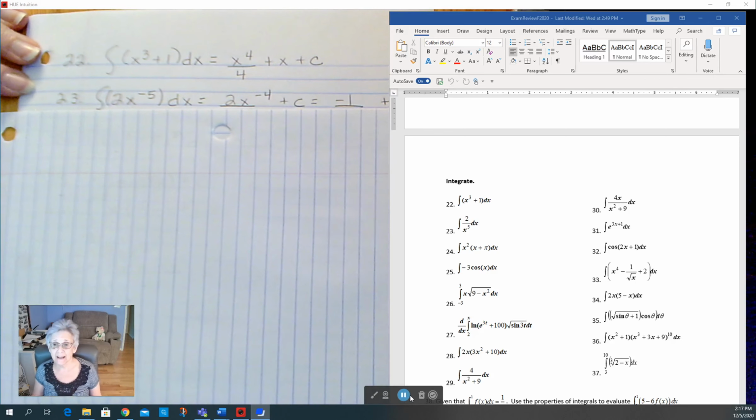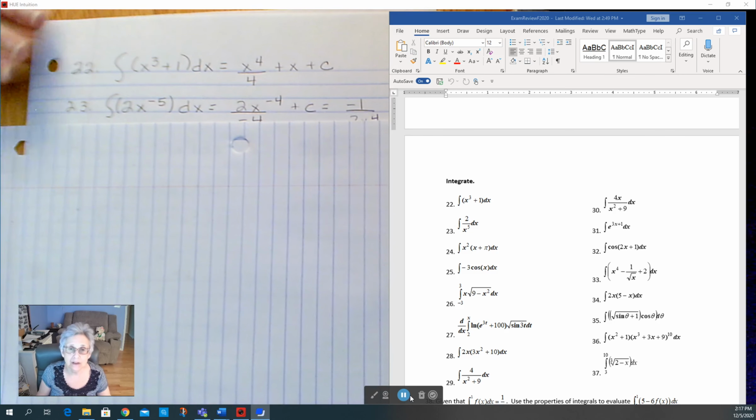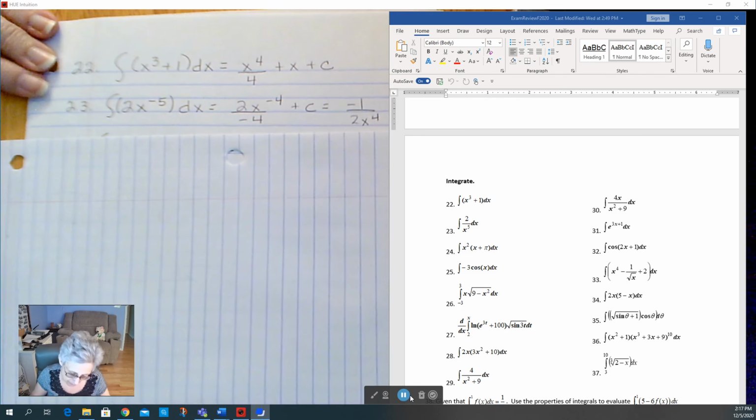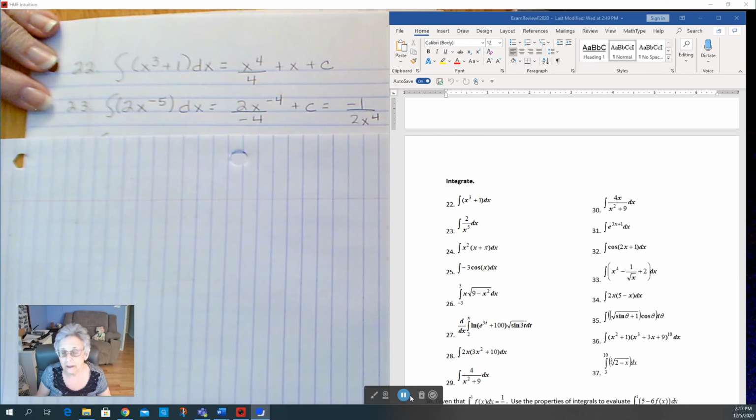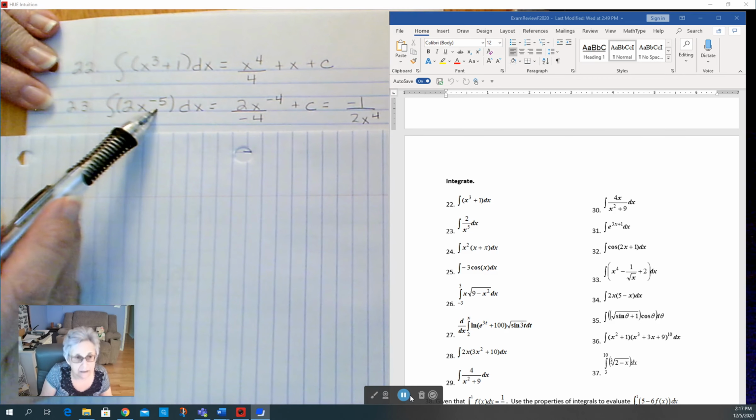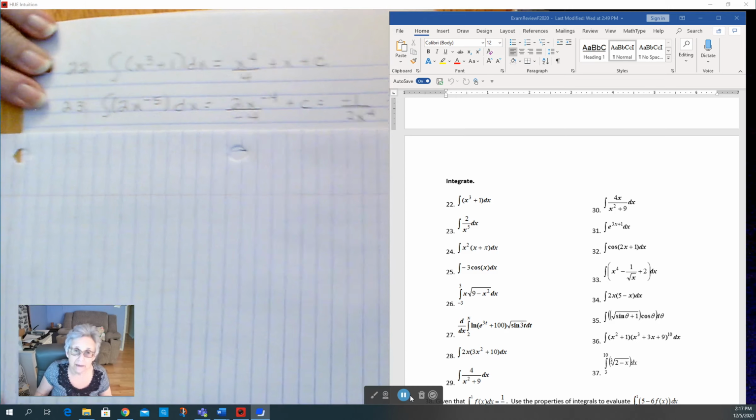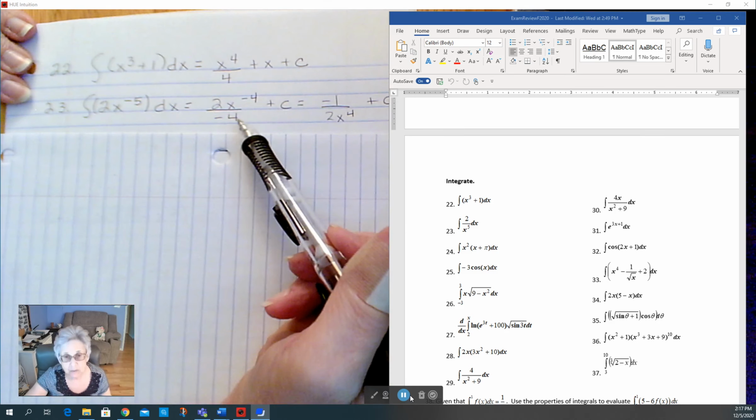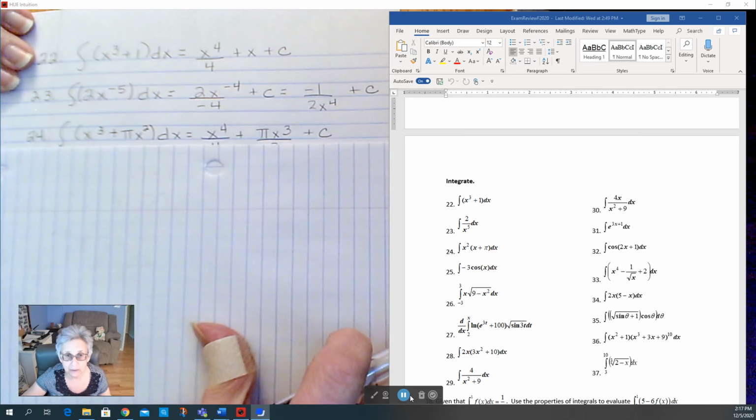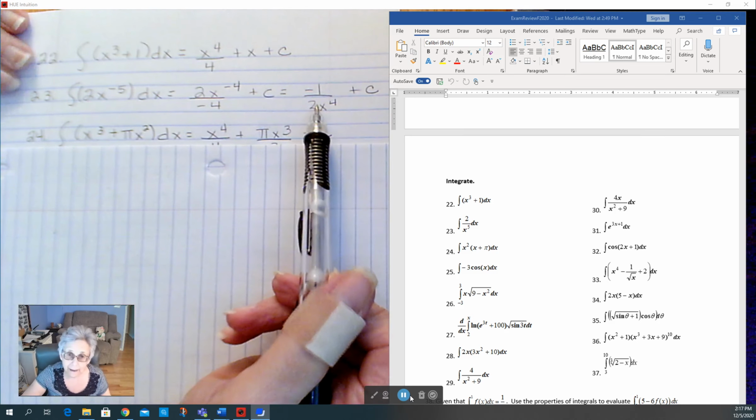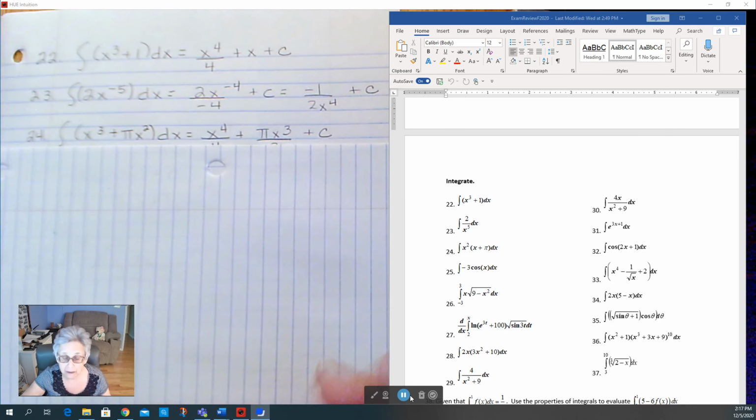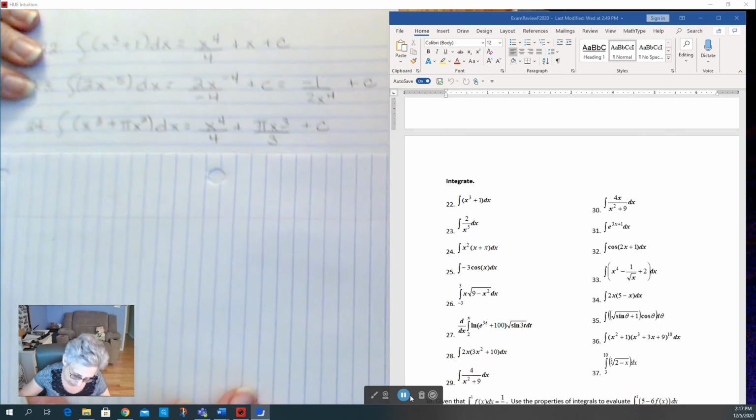Number 22, it's just a flat out add 1 to the exponent, divide by the new exponent. Number 23, I rewrote it with its negative exponent, and then I did the add 1 to the exponent, divide by the new exponent. Very little algebra involved in making it look like the key.